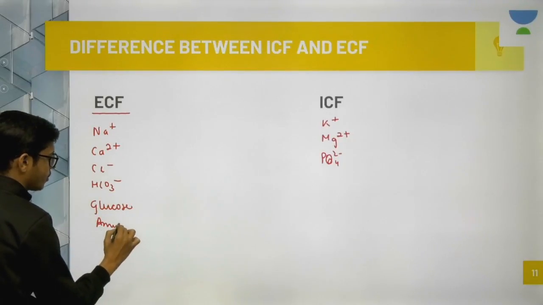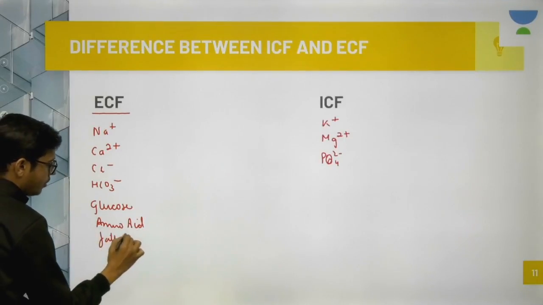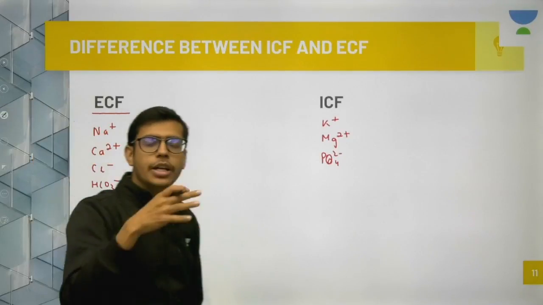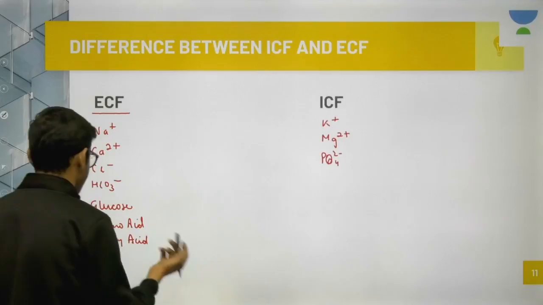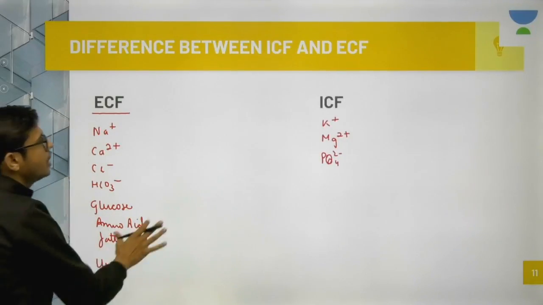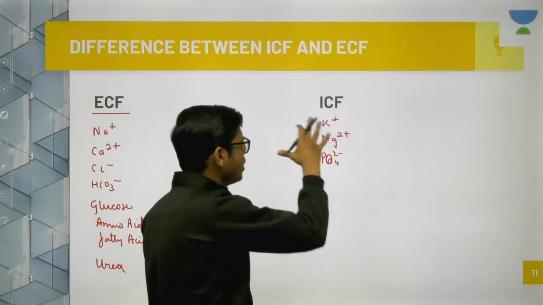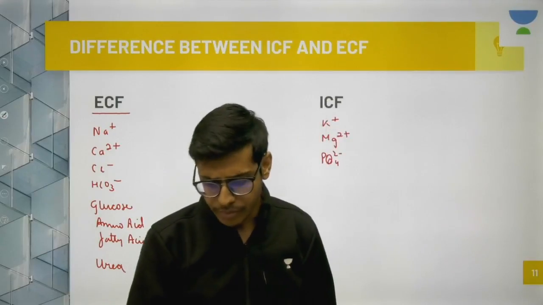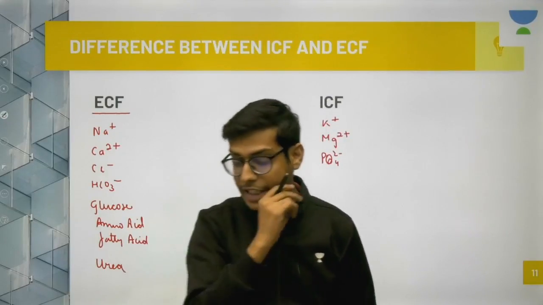fatty acid, and then again apart from it, it would also be responsible for transferring our excretory waste like urea, right? So these are the things that you can find in your ECF, and these are the things that you can abundantly find in your ICF, right? I hope I am clear. I hope I have not missed out on anything.